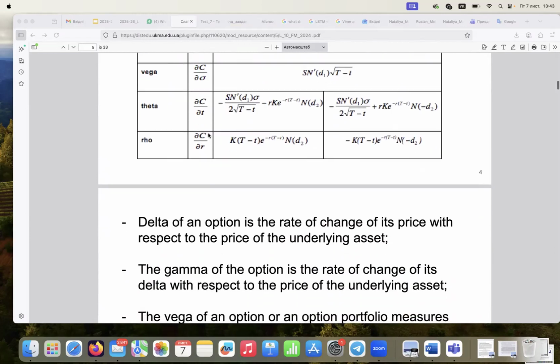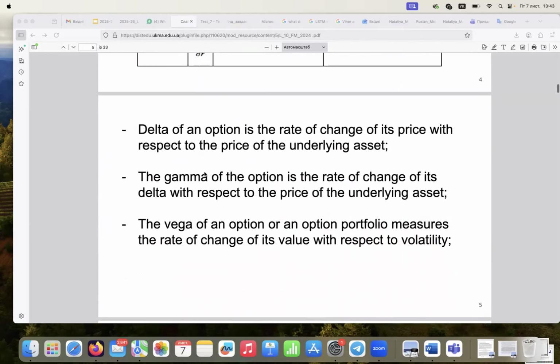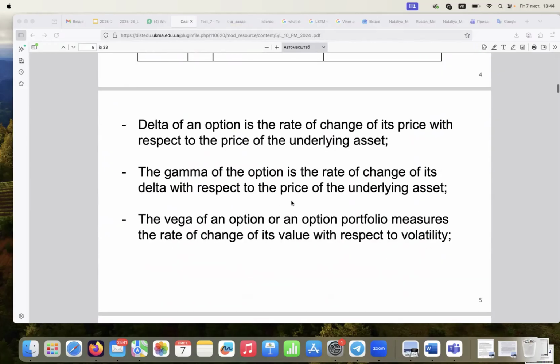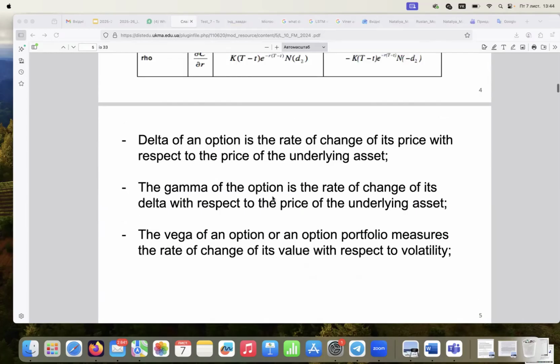Okay, and similarly, the gamma is the second derivative. It means that it is the rate of change of delta with respect to the price of the underlying asset.